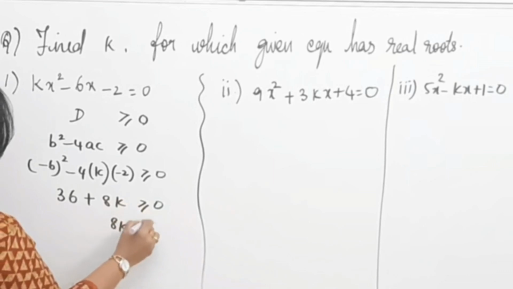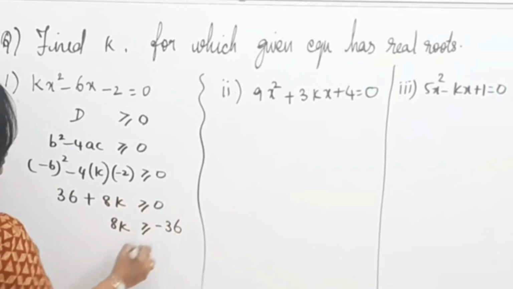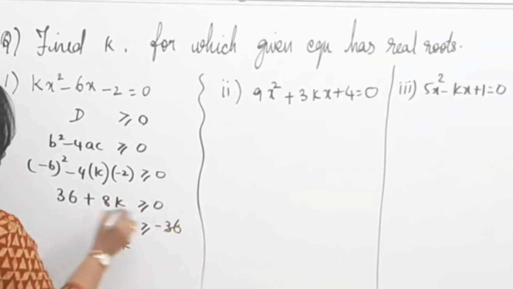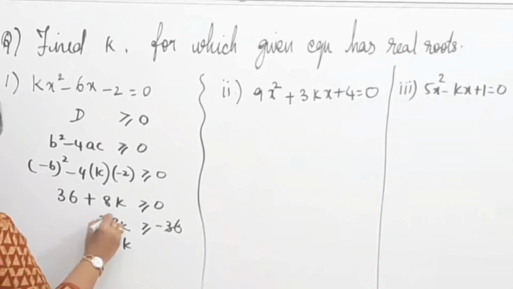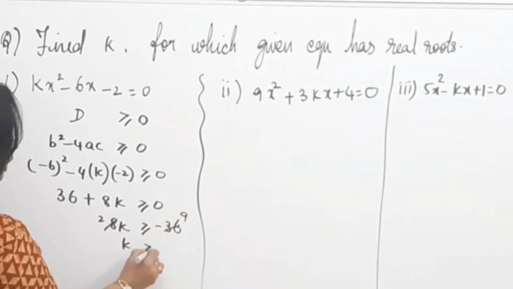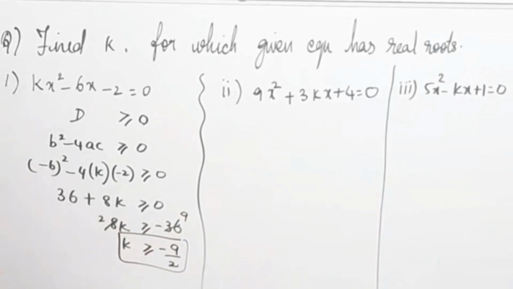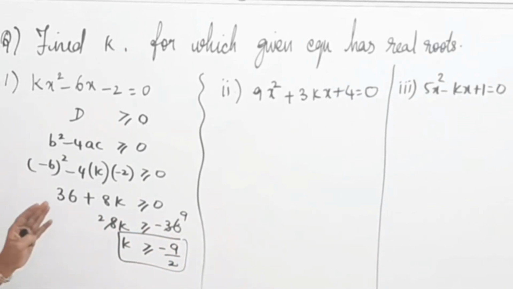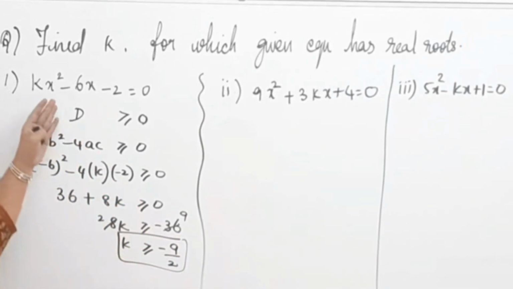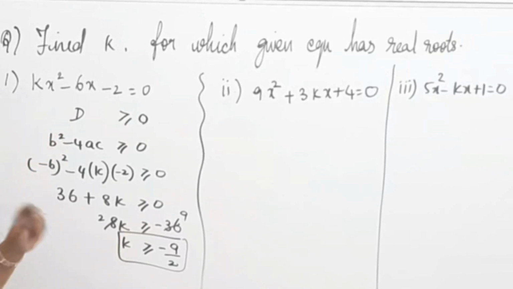So 8k is greater than or equal to minus 36. So k, 4 gets cancelled. So 4 2s are 8, 4 9s are 36. So k is greater than or equal to minus 9 by 2. For all the values k greater than or equal to minus 9 by 2, this equation will have real roots.